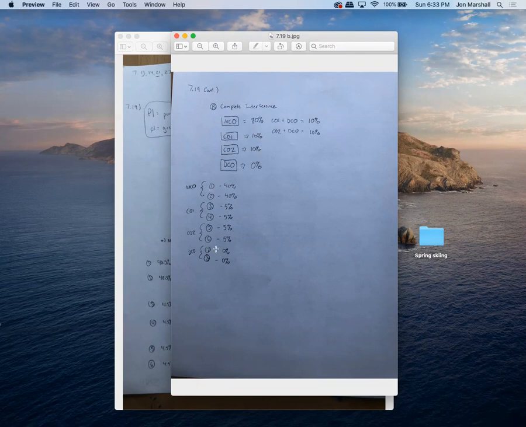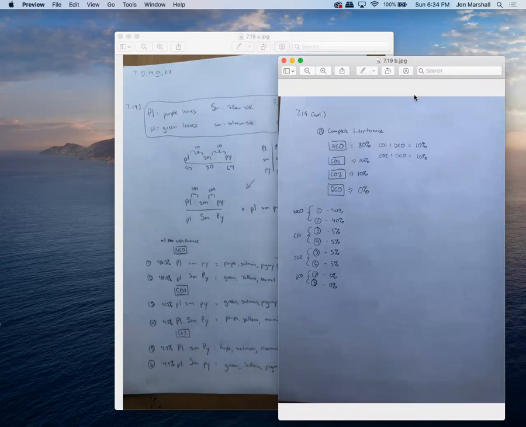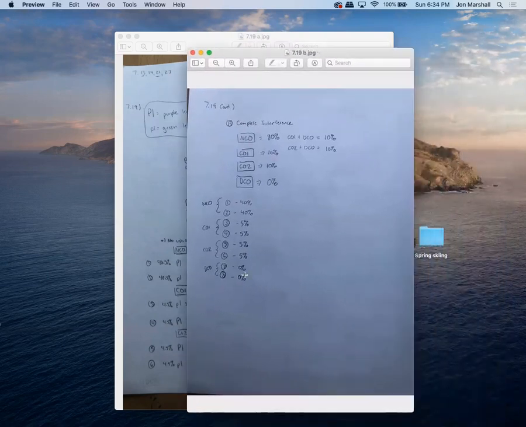You could then go back, and I've numbered those different phenotypic classes that are the same as what they were over here. And you'd then just have 5% here, 5% here, 5% here, 5% here, and 40% and 40%. Okay, so that's that problem.